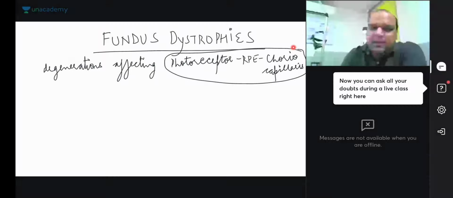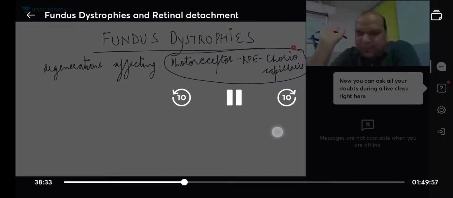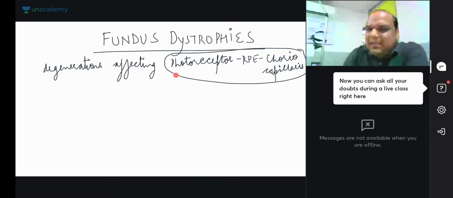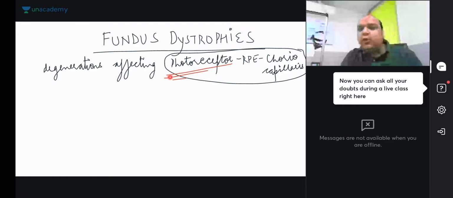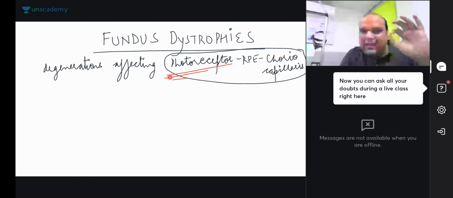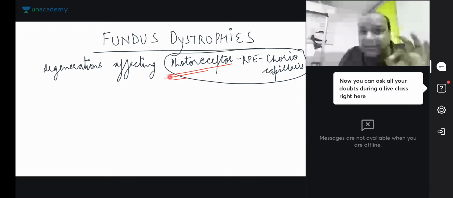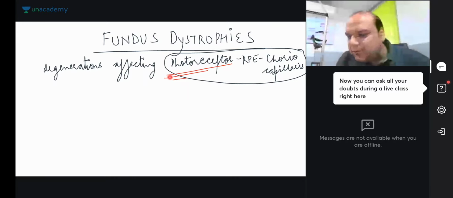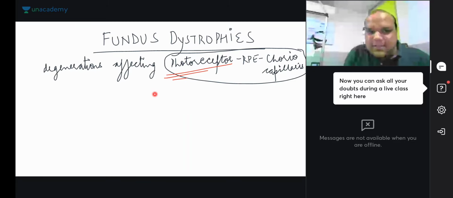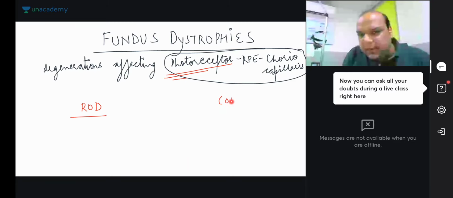Okay, everybody. Now, basically, if we see the fundus dystrophies, even though they are degenerating the whole of the fundus, we are interested in this word. What is the word? Photoreceptor. The dystrophies of the fundus are at last degenerating my rods and cones. So we say these dystrophies can either be rod cell degenerations or cone cell degenerations. Because of this, first of all, we should know a little basic about rod cells and cone cells.